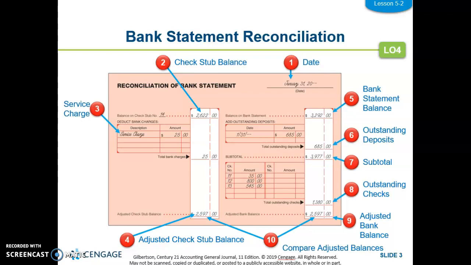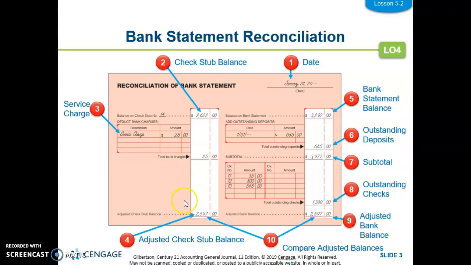So throughout the reconciliation process here, we will first write the date on which the reconciliation is prepared. So we're doing this on January 31st. We will then put the balance brought forward on our last check stub. So our last check stub is 14 and we will write what the balance is. We will record any bank charges. So banks may charge us a monthly fee to basically have a checking account there. So we have a service charge of $25.